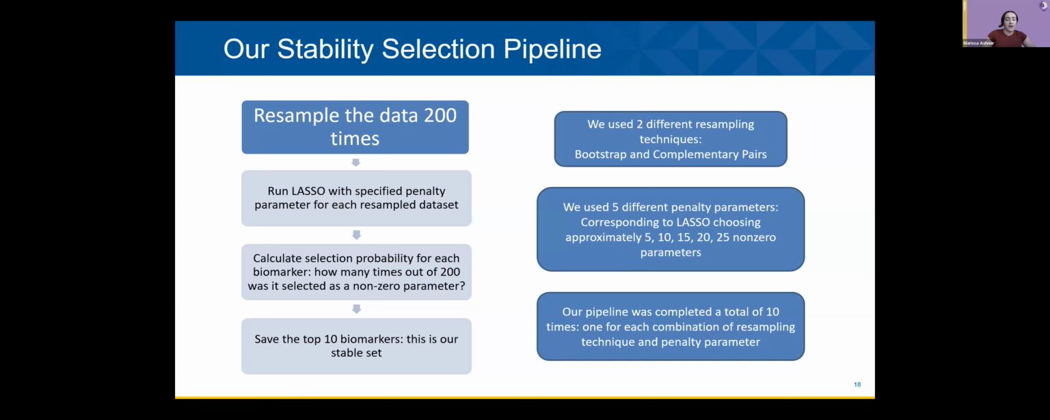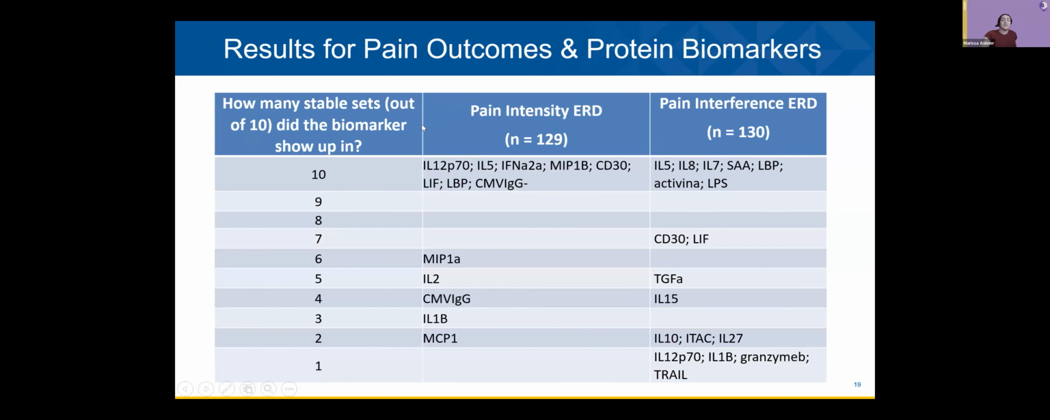I know I'm a little bit low on time, but I just want to quickly show you what the results for this sort of thing might look like. This is an example of a table of results for our pain outcomes, pain intensity and pain interference, and the protein biomarkers, of which we had 50. We asked, how many stable sets out of 10, so that combination of resampling and penalty parameters, did the biomarker show up in? So we were able to say, for example, these biomarkers that showed up in all 10 stable sets, I call them the most stably selected, and same with pain interference.